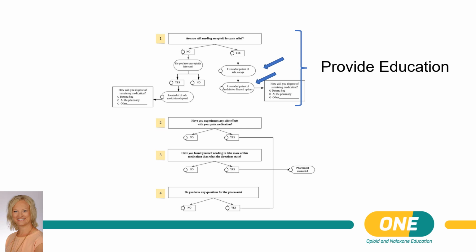The 4 prime questions are outlined on this patient screening tool or a triage tool for you. They're highlighted in yellow. Number 1, are you still needing an opioid for pain relief? Then you can see there are opportunities to provide education regarding safe medication storage and medication disposal options. These are 2 prime things to discuss with patients on follow-up regarding opioids because unused or unsafely stored opioids can lead to diversion of opioids from others.